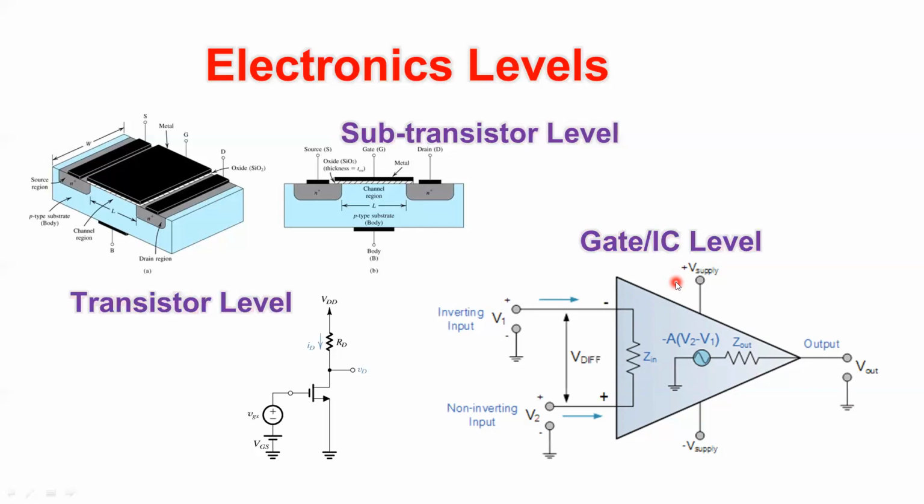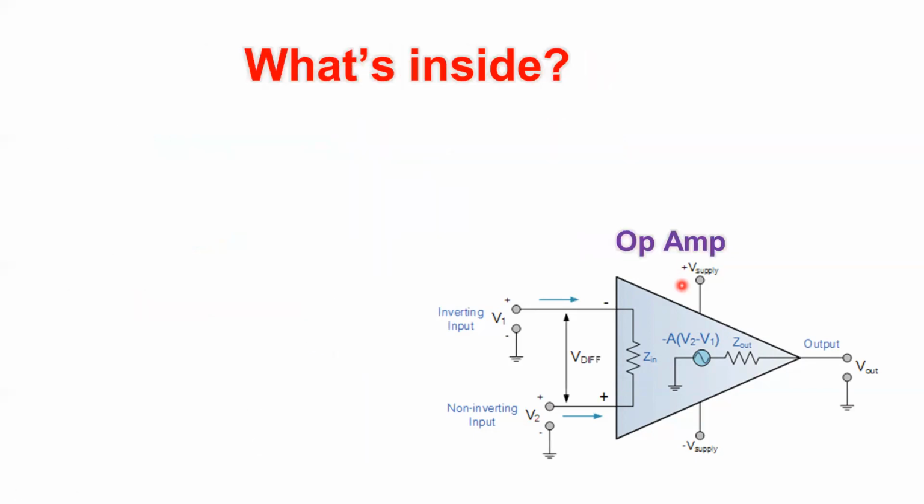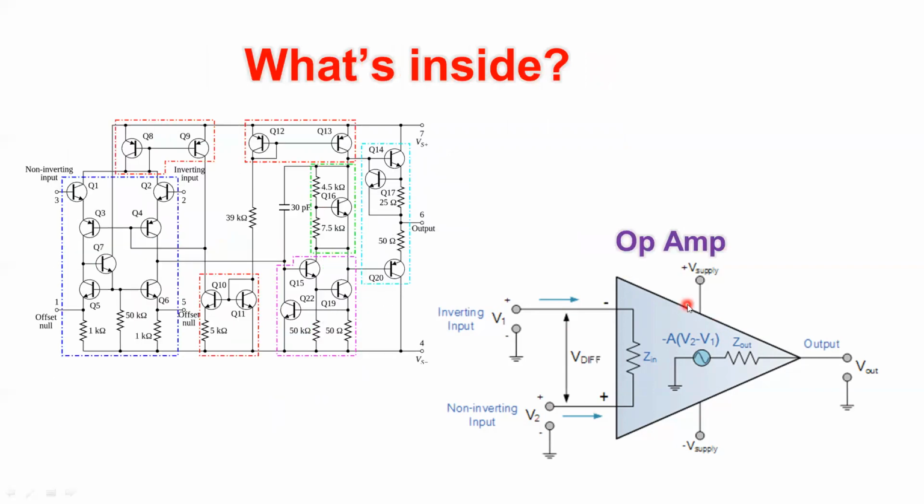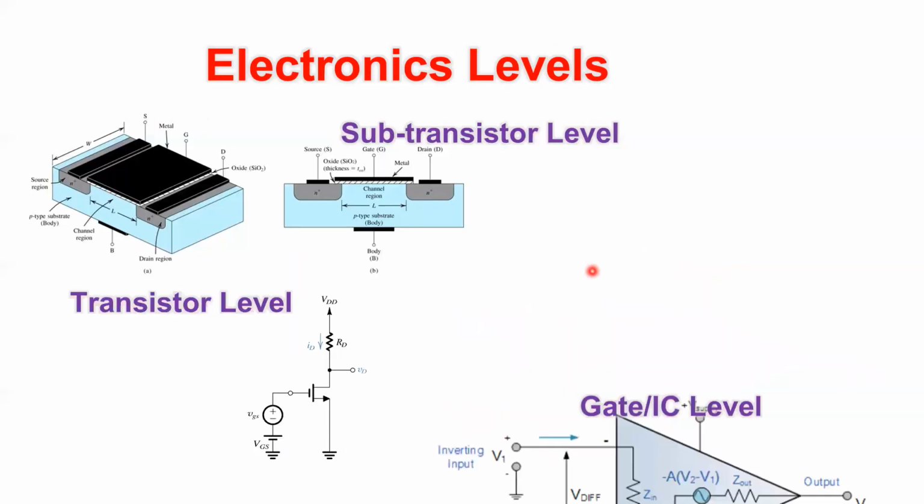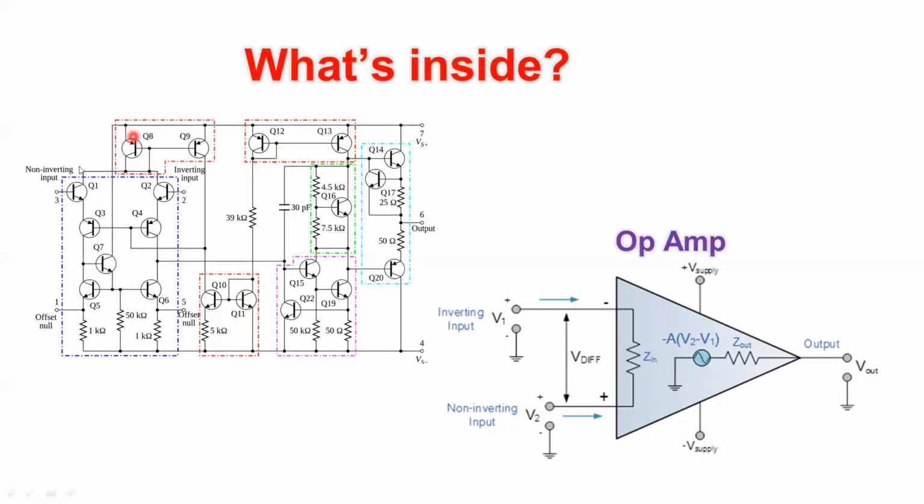So, what is inside this IC? What is inside this operational amplifier? Simply, it's a huge number of transistors. In order to construct an integrated circuit, you have to combine a huge number of transistors in some way. You have inputs, you have outputs, and then you have a complete integrated circuit.